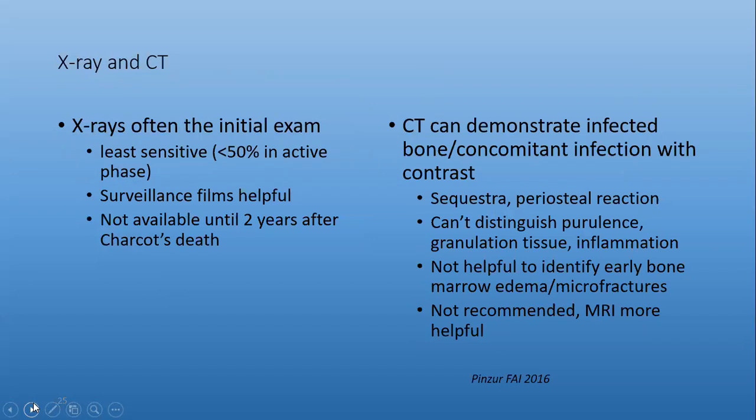X-rays often on the initial exam are the least sensitive, especially if it's an acute and active stage. Usually the X-ray findings aren't seen till later. CT scans are my favorite to get for Charcot, especially when you're planning for reconstruction or surgery, because you need to look at these CT scans to see the integrity of the bones, how cystic the bones have become.